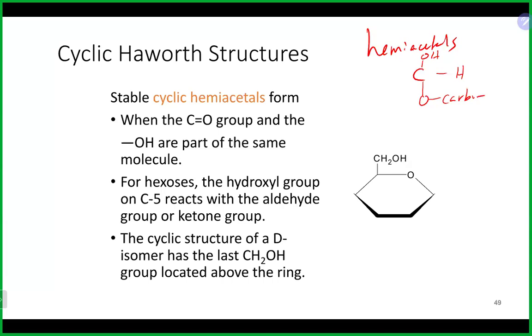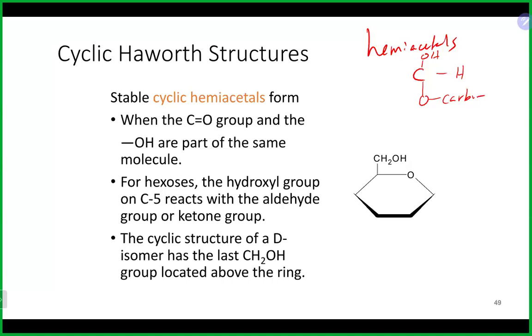So we form a stable hemiacetal when the carbon-oxygen double bond and the OH are part of the same molecule. For hexoses, the hydroxyl group at carbon number 5 will react with the aldehyde or ketone group. If it's not a hexose, then it's usually the last chiral carbon down the chain that comes in and closes up the ring. The cyclic structure of the sugar has the last CH2OH located above the ring.